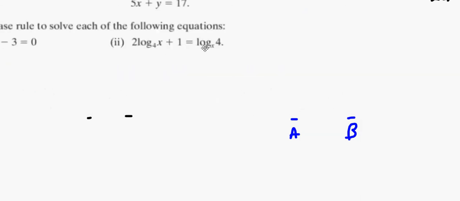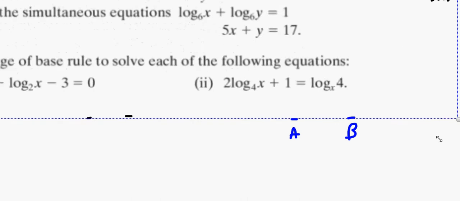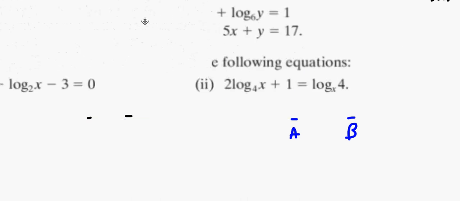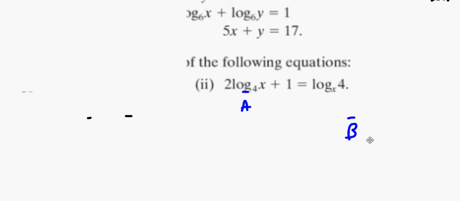Sorry. Here, I'll make it bigger. You see it now? Alright. Option A was base 4. Option B was base x. For God's sake, pick option A. Okay? You don't want to do it. I don't want to correct it. It's win-win.